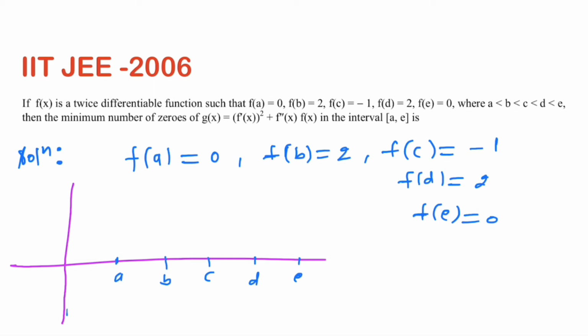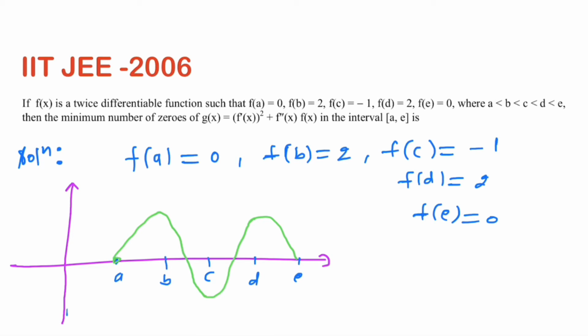So you can see here, simply we can draw the graph here. The value of the function at a equals 0, and at b the value will be positive, while at c the value becomes negative, while at d the value will again become positive, and at e the value is 0. We have drawn the rough sketch here, and this is the graph of f(x).